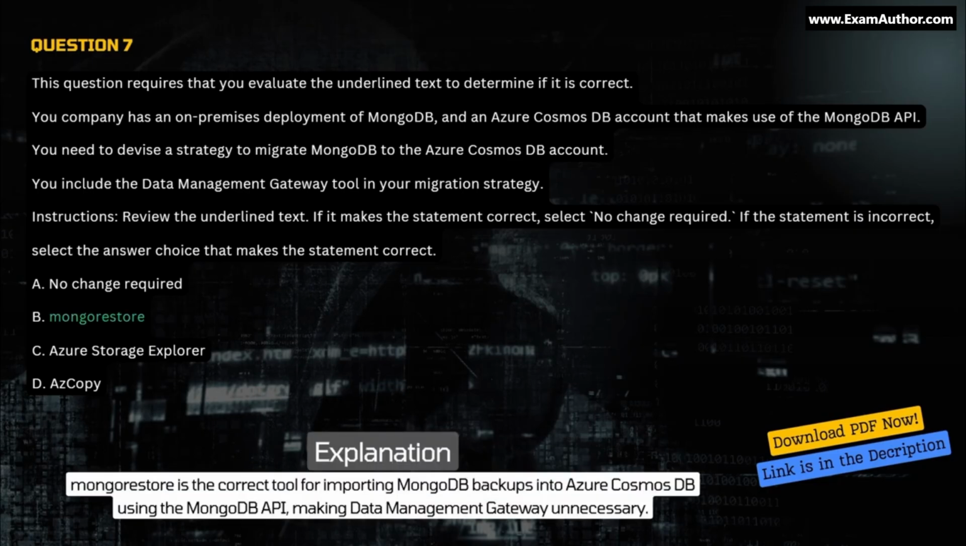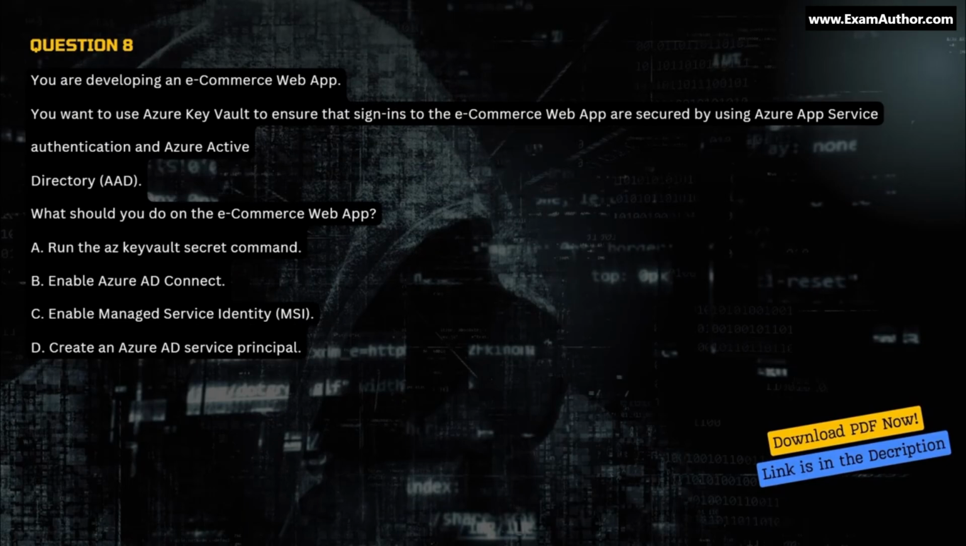MongoStore is the correct tool for importing MongoDB backups into Azure Cosmos DB using the MongoDB API, making Data Management Gateway unnecessary. Question 8. You are developing an e-commerce web app. You want to use Azure Key Vault to ensure that sign-ins to the e-commerce web app are secured by using Azure App Service Authentication and Azure Active Directory AAD. What should you do on the e-commerce web app?